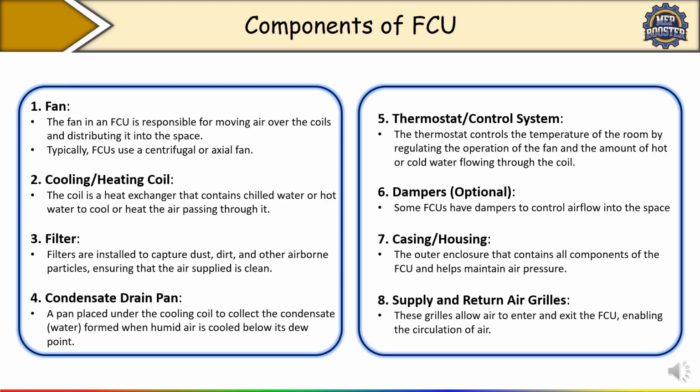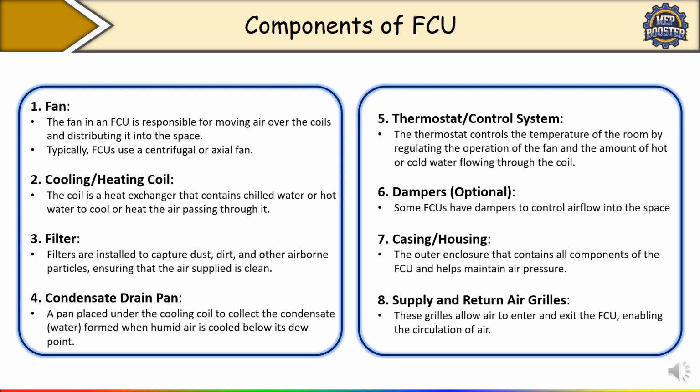In the same way, return air grills allow air from the room to be drawn back into the FCU for reconditioning. For example, in a conference room, return air grills collect warm air from the space, which is then circulated back to the FCU to be cooled before being distributed again. So this is the main purpose of supply and return grills.